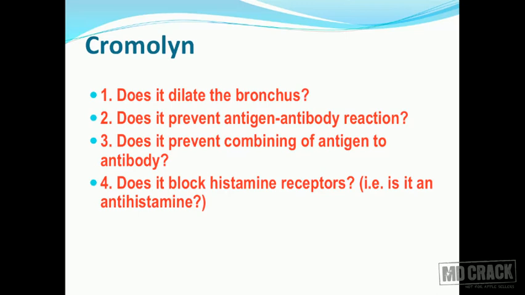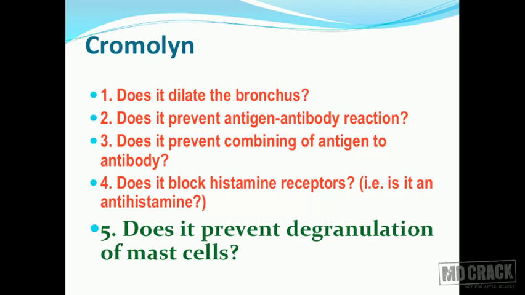One more question. Does it block histamine receptors? Is it an antihistamine? No, it's not an antihistamine. It doesn't have any antihistamine effect. The last question is, does it prevent degranulation of mast cells? Yes, you're right. That's the green letters you see. It prevents the degranulation of mast cell.